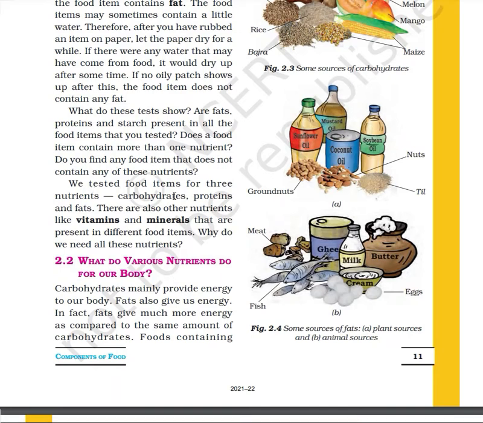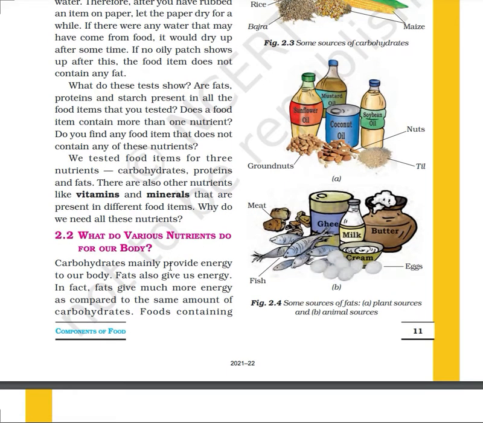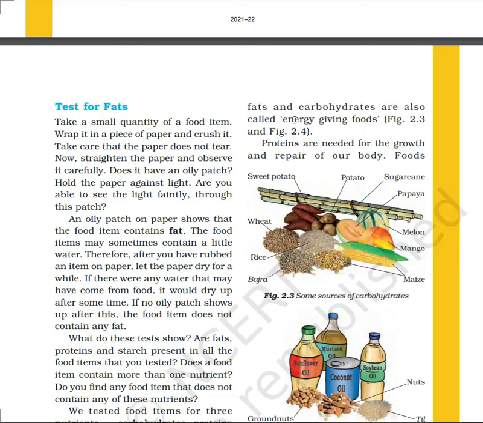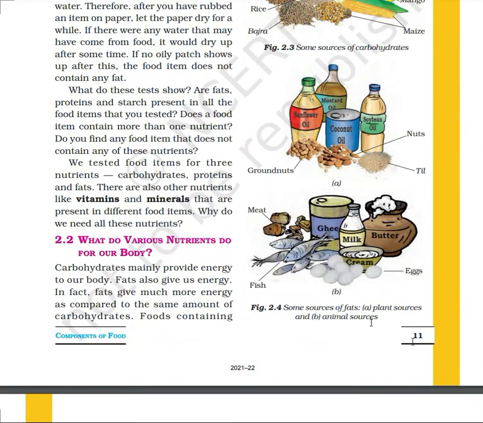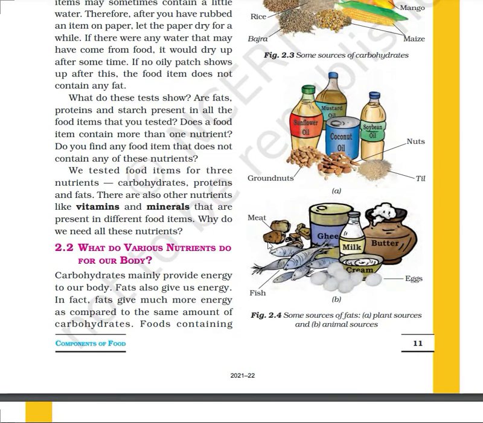We tested 4 items for 3 nutrients: carbohydrates, proteins and fats. There are also other nutrients like vitamins and minerals that are present in different food items. Why do we need all these nutrients? So we'll read this in this section. But as you all know, this video is still like 10 more minutes long. So I will just stop it here at page number 11, and I hope you enjoy my video.